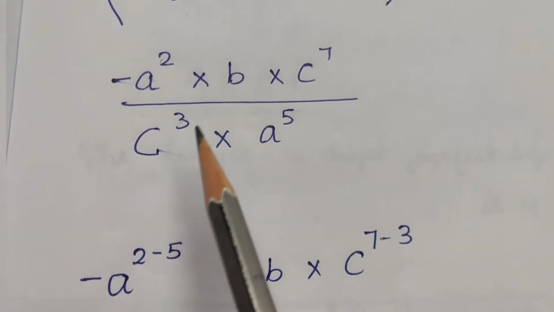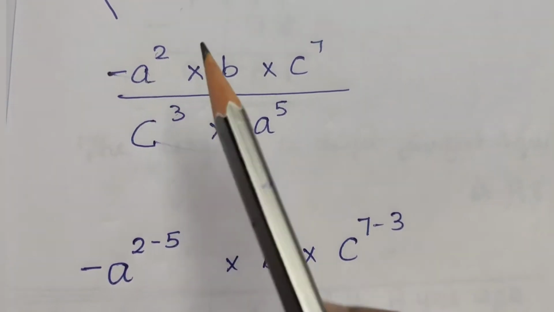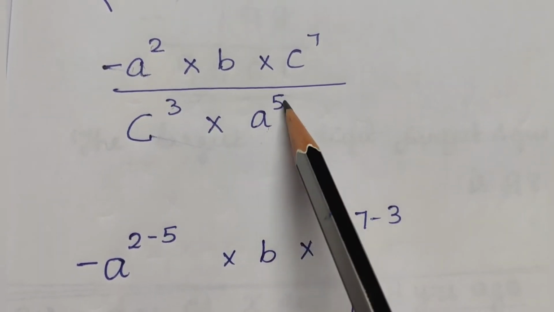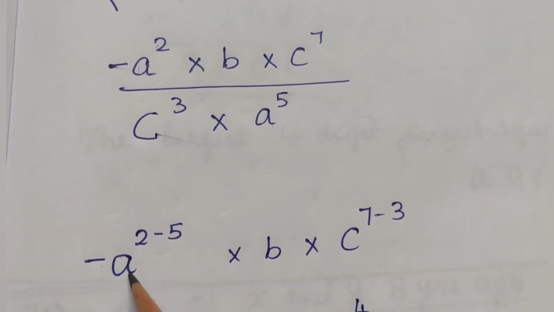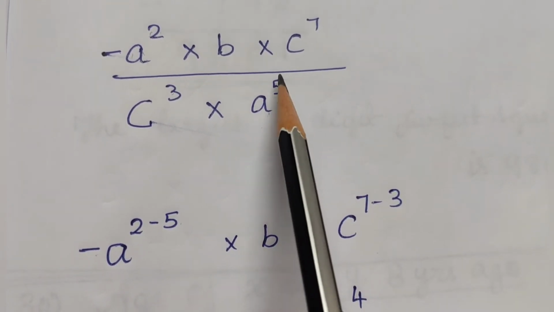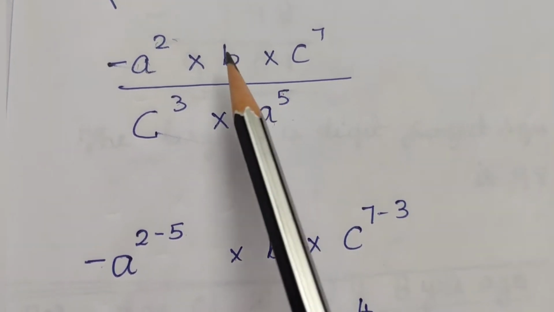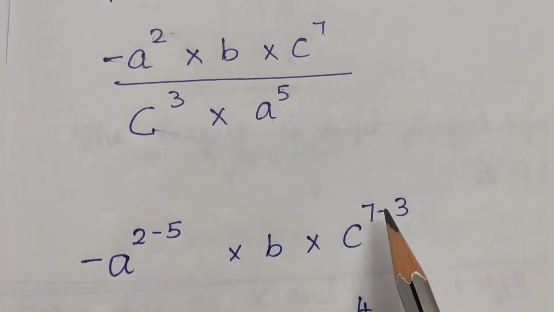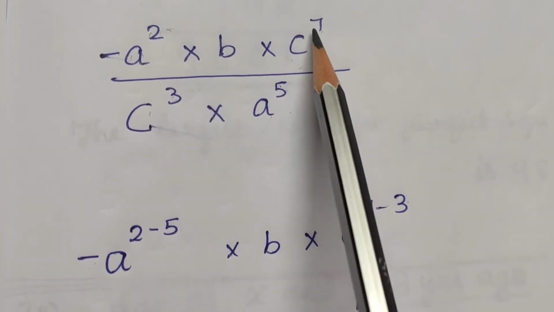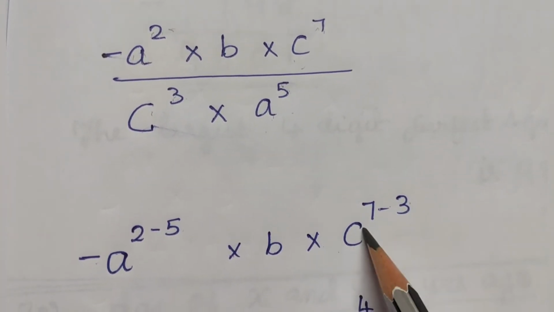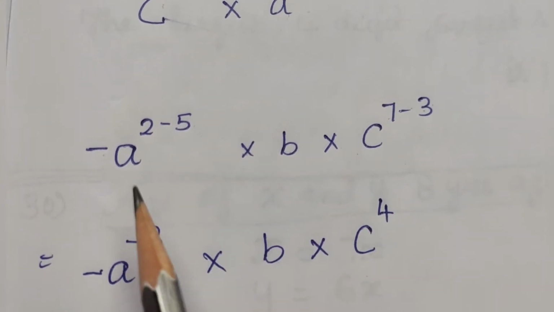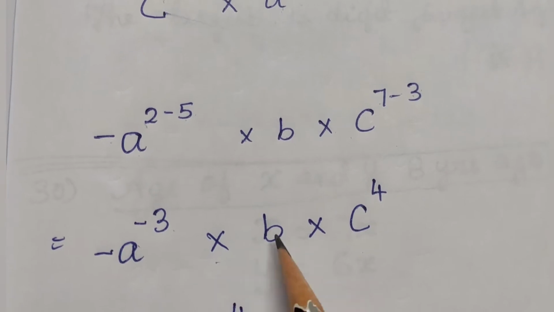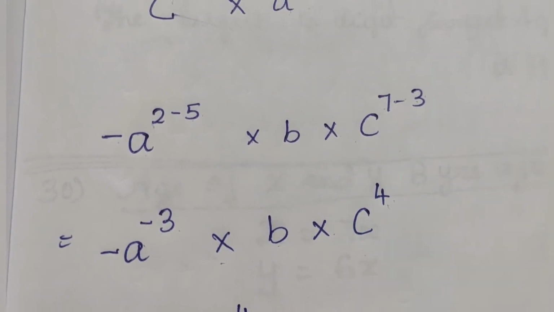And now, division. Minus a square divided by a power 5. Same base and division, I am going to subtract the powers. Minus a, 2 minus 5. Division, let's subtract the power into only 1b. So I write b into c power 7 minus 3, because c power 7 divided by c power 3. I get minus a, 2 minus 5 is minus 3, into b into 7 minus 3, 4.